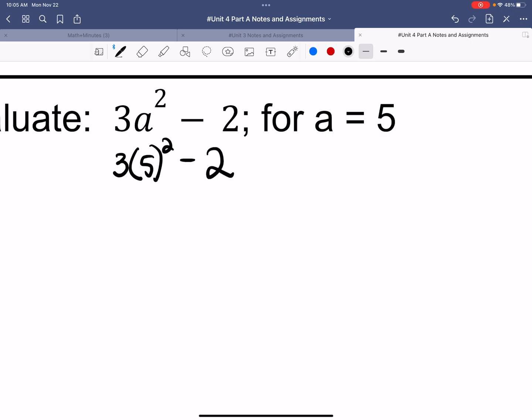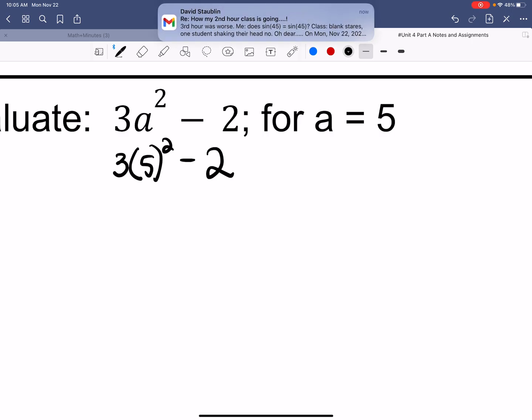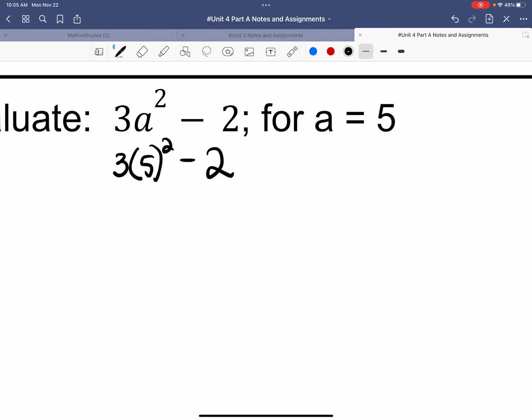Imogen, what do I want to do first? Grouping symbols? Yeah. Can I do anything inside those grouping symbols? Okay, what comes after grouping symbols? Exponents. And when we talk about exponents, we're talking about this right here. So what is that going to give us, Imogen? 25. You got it.